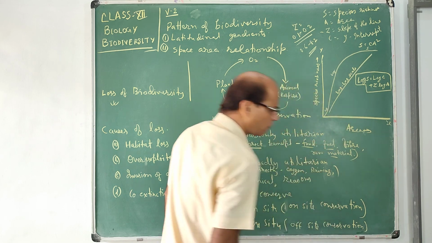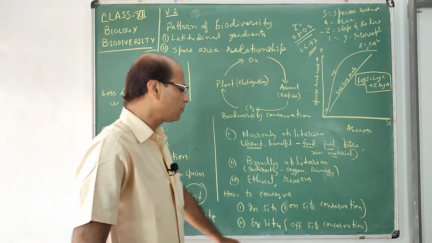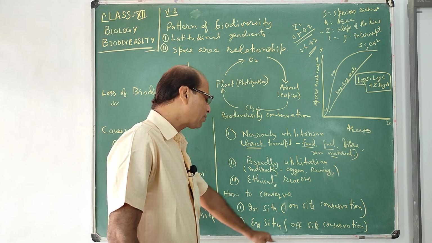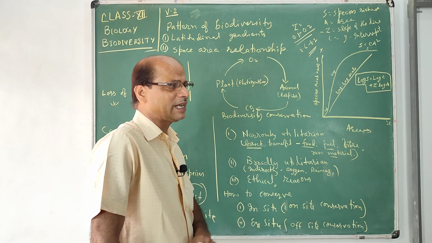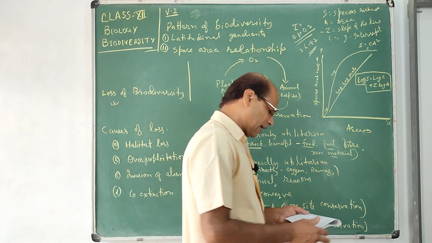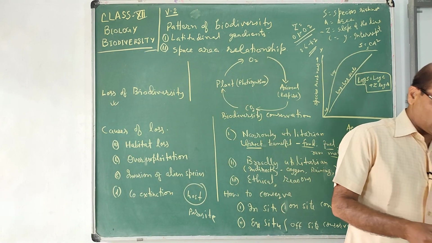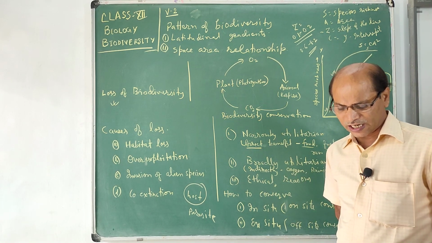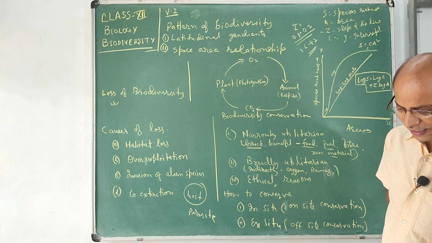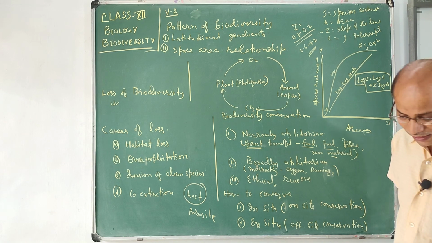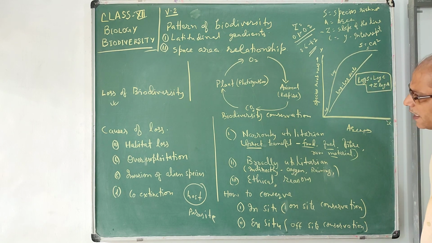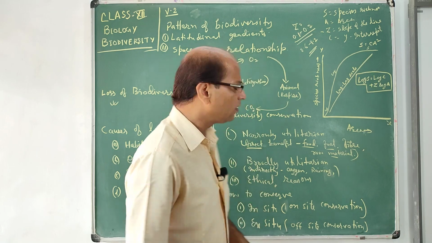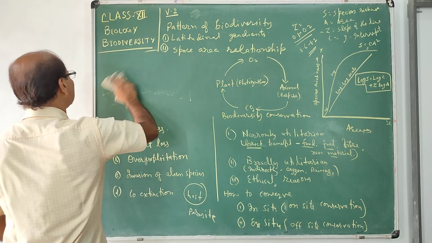What is the meaning of the two? On-site means within their living area we can conserve them. Off-site means we can take them out of their living habitat and then conserve them. So in situ, this approach involves protection of species in their natural habitat. It includes biodiversity hotspots. It means in situ conservation has so many places where we conserve them.